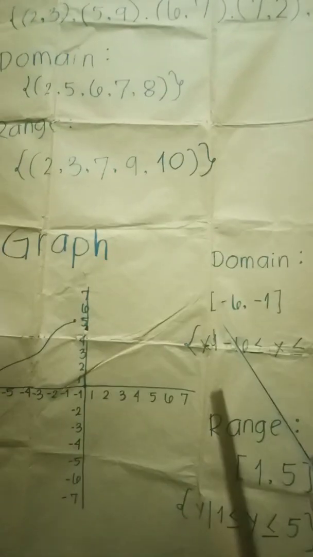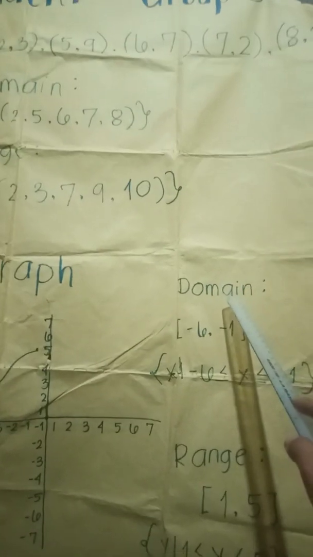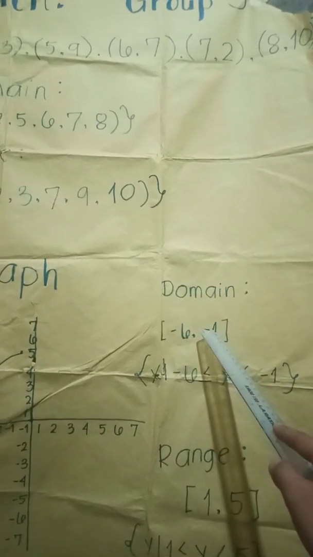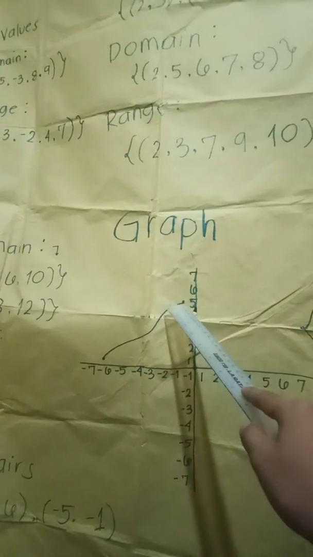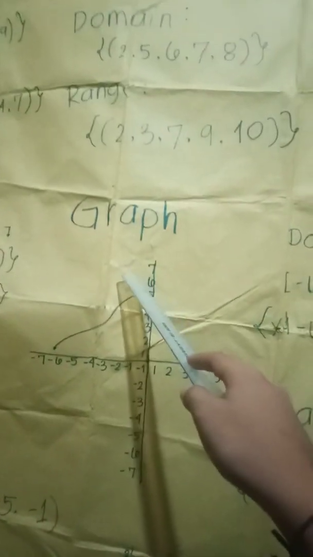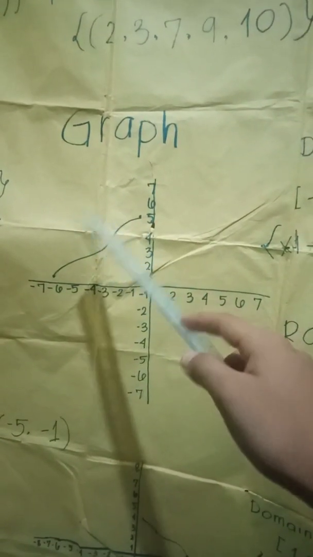In this example, the domain of the graph is -6 and -1. When the circle dots are shaded, that means they are counted as part of the solution.